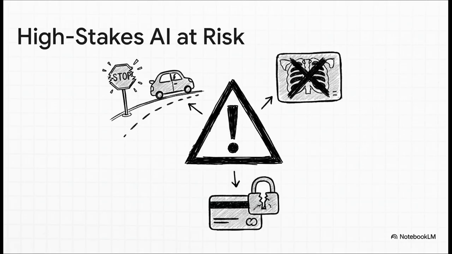And look, this isn't just some quirky computer science puzzle. Think about what this means in the real world. A self-driving car blowing through a stop sign. An AI assistant giving a doctor a wrong analysis of a chest X-ray. A fraud detection system getting completely fooled. In these high-stakes situations, just one of these attacks could be absolutely catastrophic.